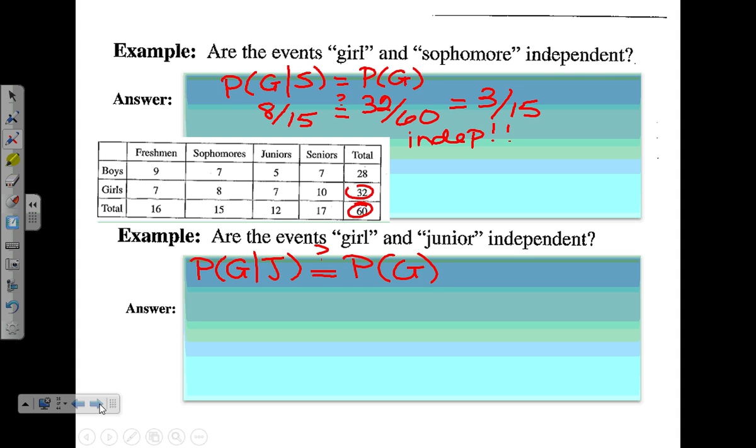So the probability of girl given that it's a junior is 7 over 12. Make sure you look and see where that came from. The probability of a girl is 8 over 15. We already found that. These are not equal, so these are dependent events. So in other words, it mattered if we knew that we had chosen a junior; the probability of it being a girl was different than had we not known.